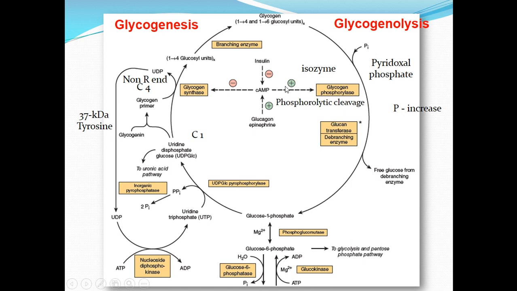Now we will study the pathway of glycogen biosynthesis from glucose and breakdown of glycogen into glucose. Glycogenesis is the pathway in which glucose is converted into glycogen, and glycogenolysis is the pathway by which glycogen breaks down into glucose 6-phosphate or glucose.